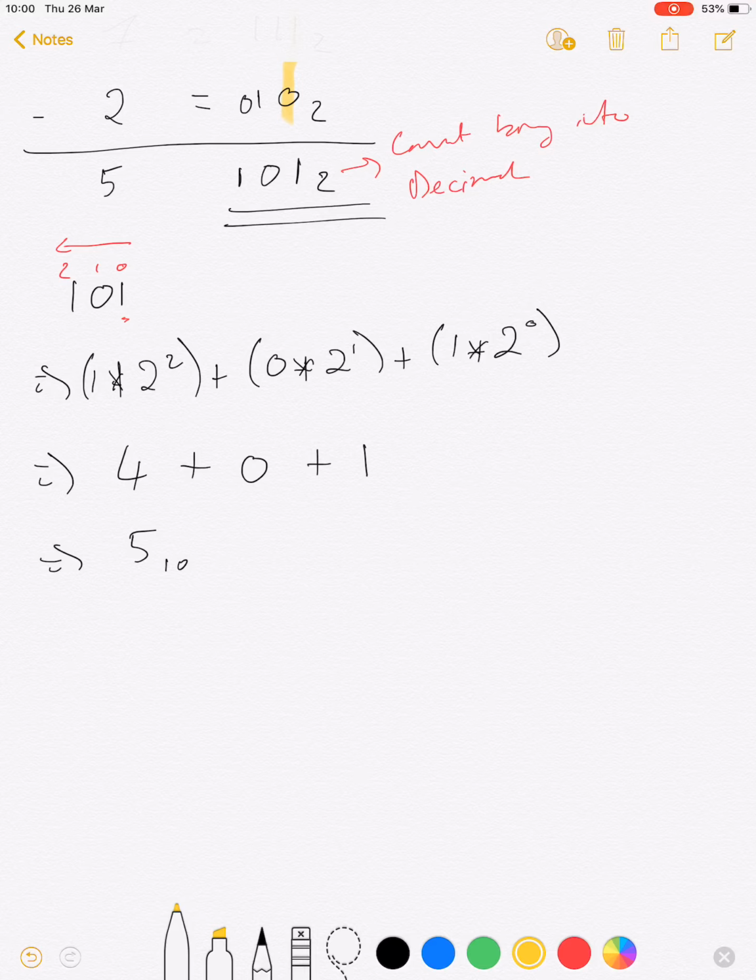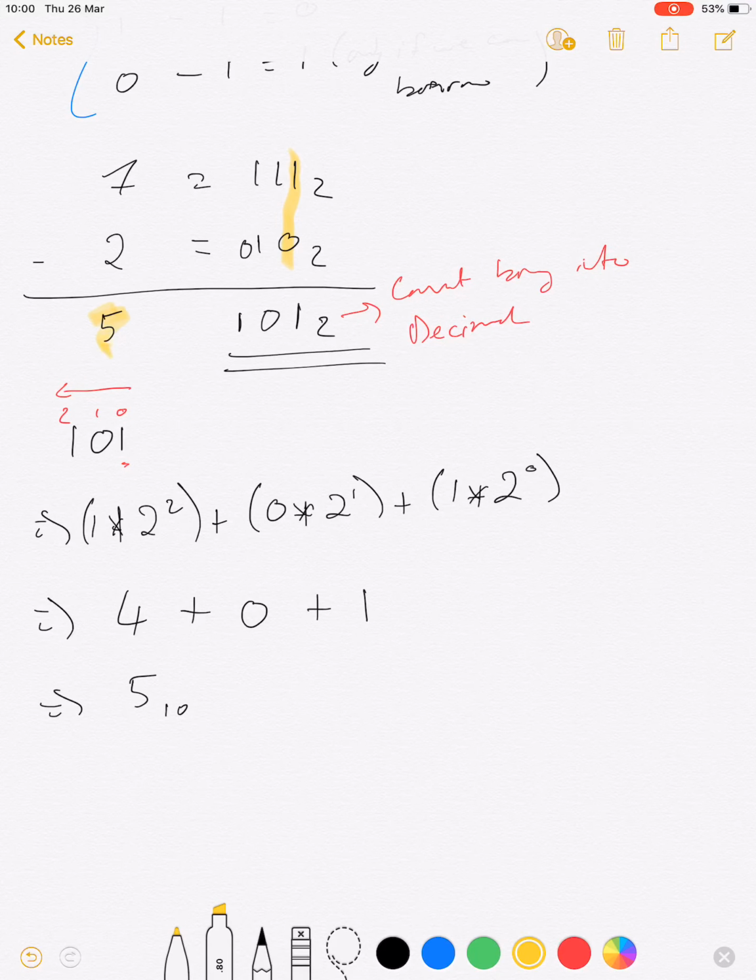Now this is cool, right? We were expecting 7 minus 2 to equal 5, and when we expand out our answer, we get the 5. So we know that we've done it right. So we're able to subtract those two particular binary numbers.